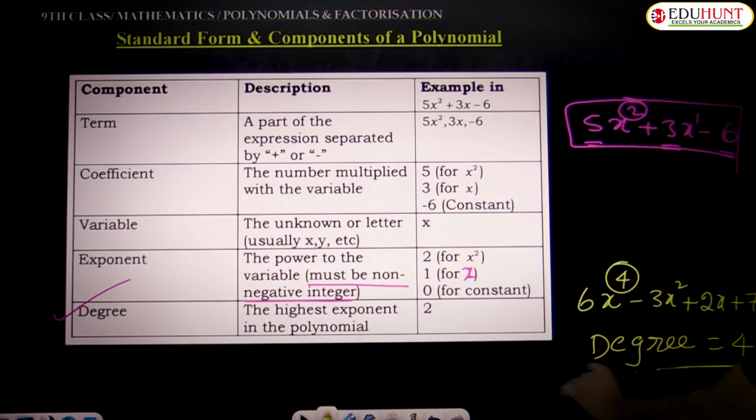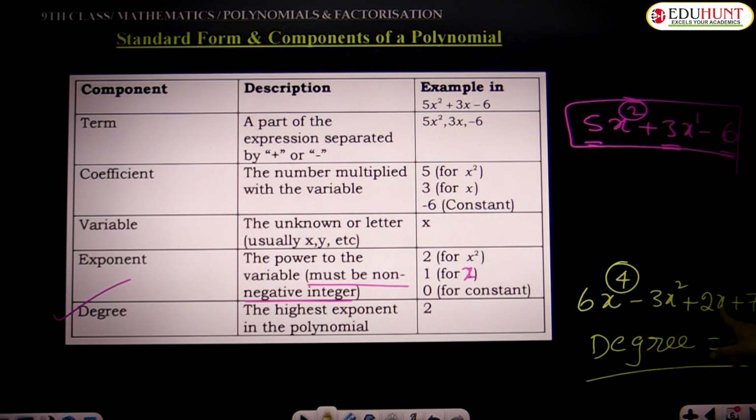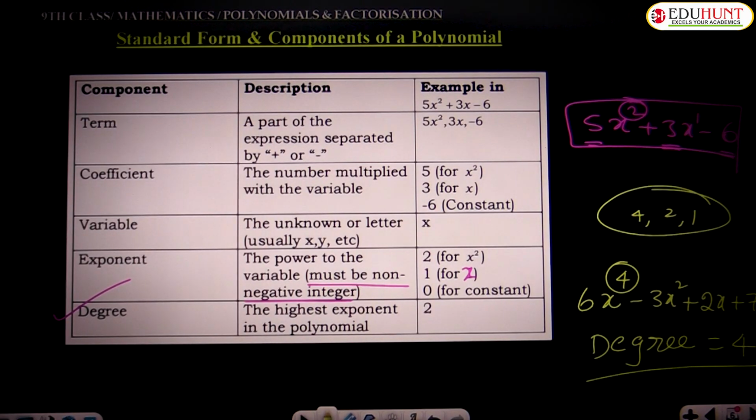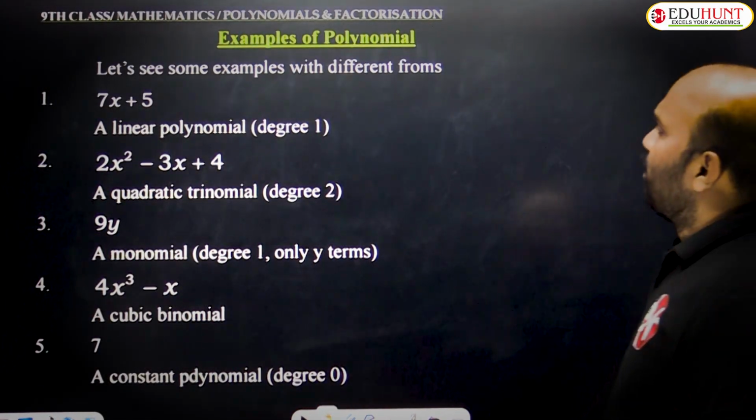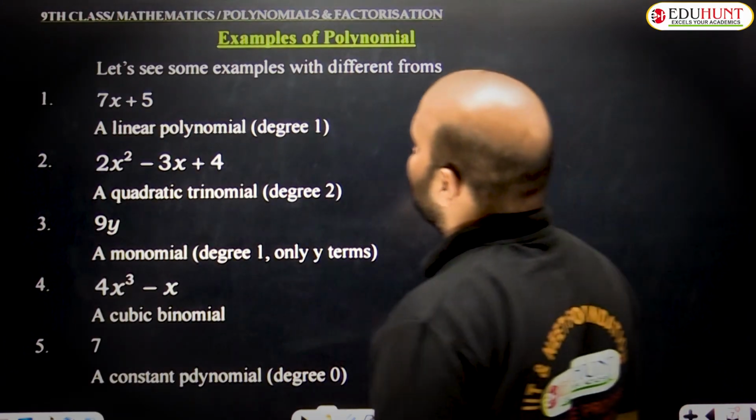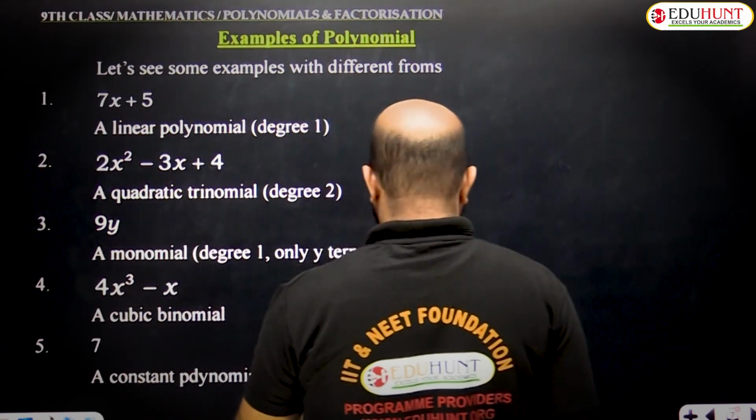So 4 is the degree, because the highest exponent in that polynomial is called degree. We have x power 4, x square and x power 1. Which one is highest? Exponents 4 to 1; the highest exponent is called degree. Degree is 4 for that polynomial equation. Am I clear? Now, examples of polynomial equations. Let's see some examples in different forms. First one, 7x plus 5, a linear polynomial.